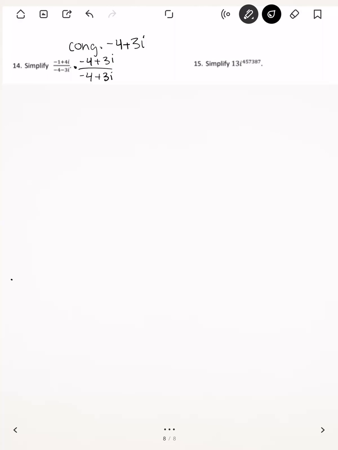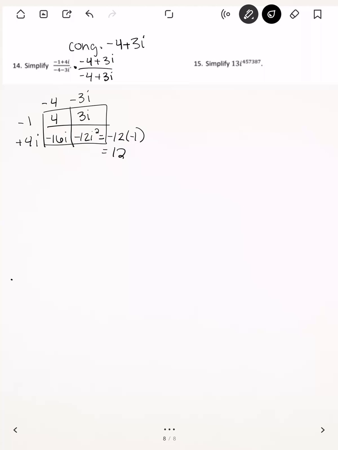So let's see, I'm going to do the numerators first. Top of the fraction first, I get negative 1 plus 4i times negative 4 minus 3i. Negative 1 times negative 4 is a positive 4. Negative 1 times a negative 3i is a positive 3i. 4i times a negative 4 gives me a negative 16i. 4i times a negative 3i gives me a negative 12i squared. Remember, i squared is a negative 1. So negative 12 times negative 1 gives me a positive 12.